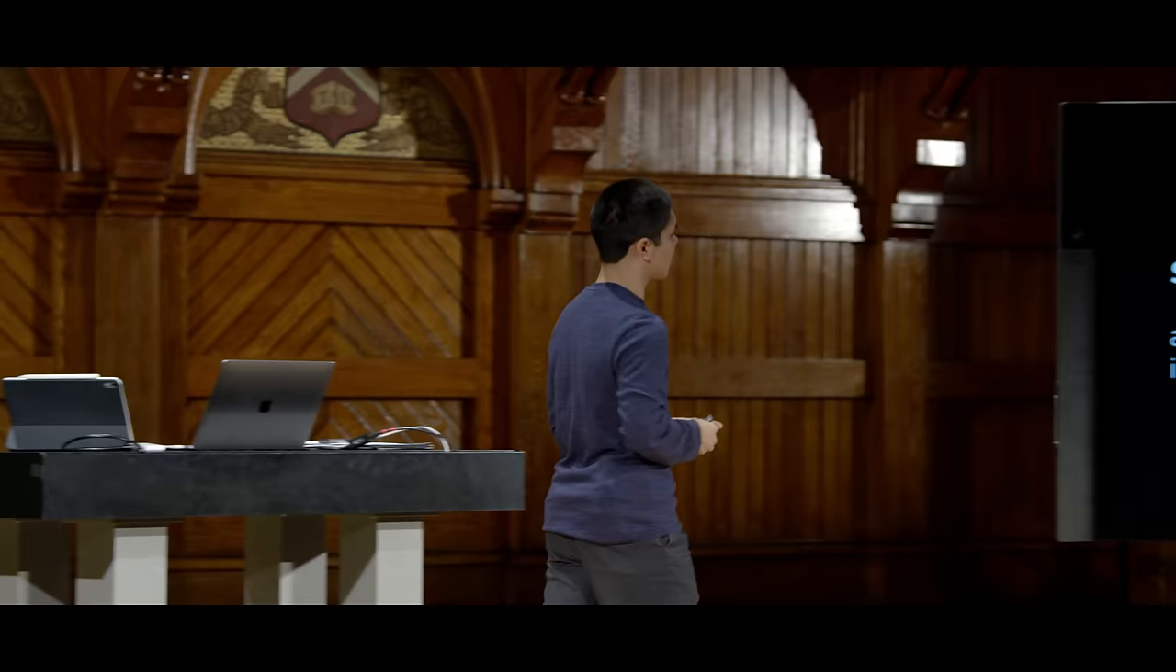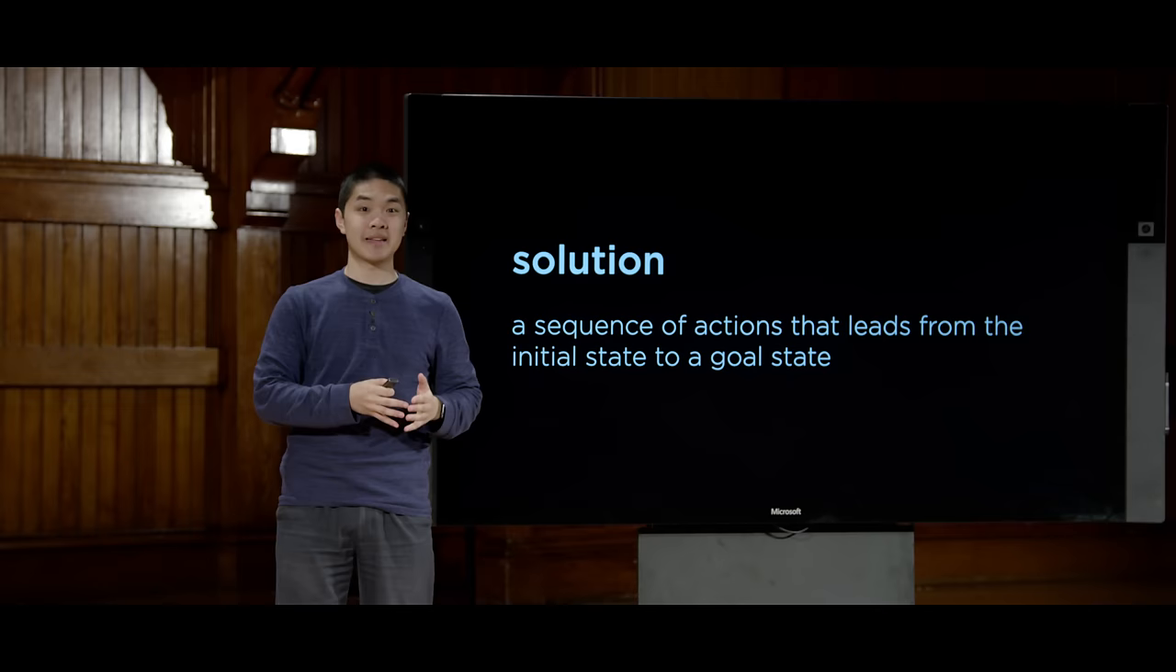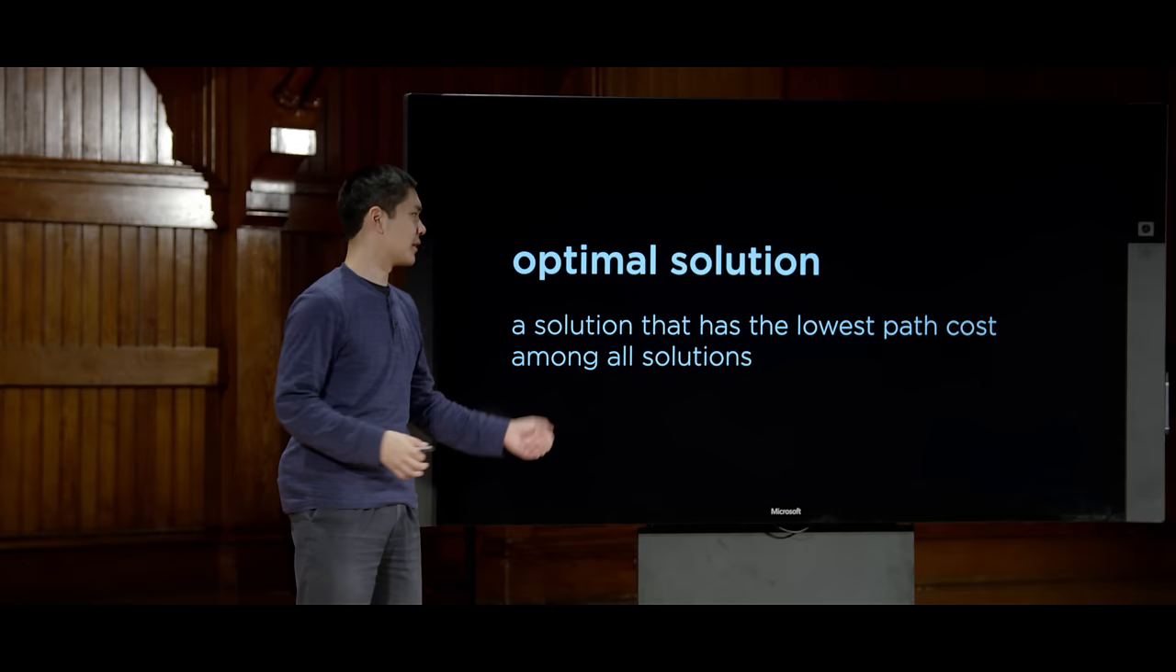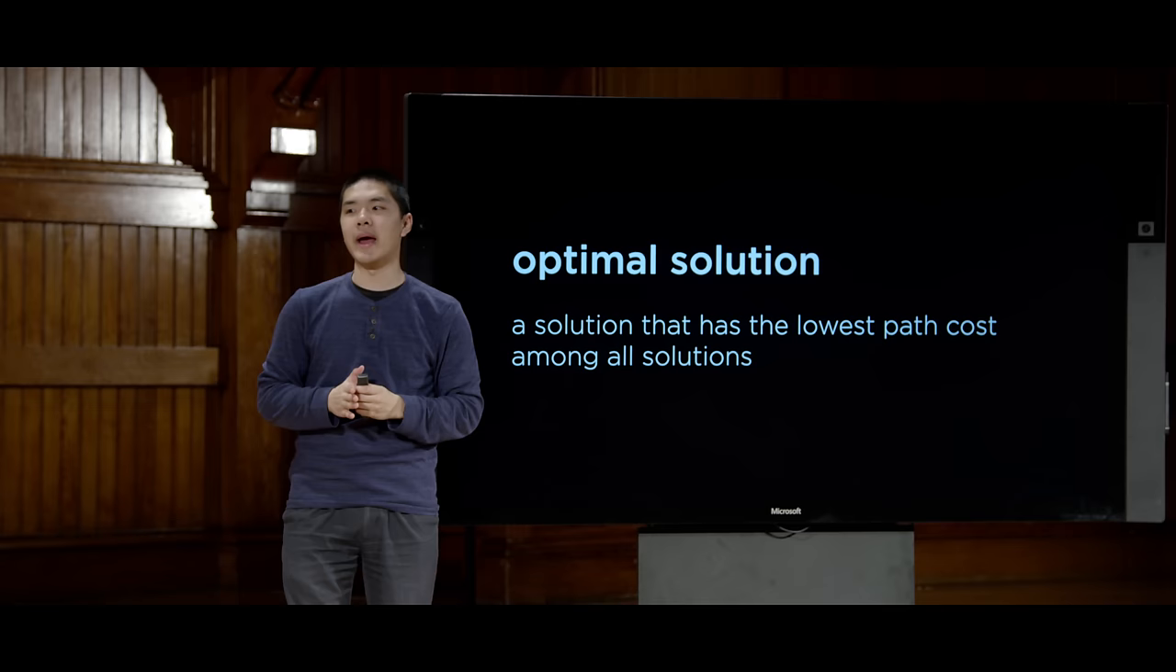And the goal, ultimately, is to find a solution, where a solution, in this case, is just some sequence of actions that will take us from the initial state to the goal state. And ideally, we'd like to find not just any solution, but the optimal solution, which is a solution that has the lowest path cost among all of the possible solutions. And in some cases, there might be multiple optimal solutions, but an optimal solution just means that there is no way that we could have done better in terms of finding that solution.